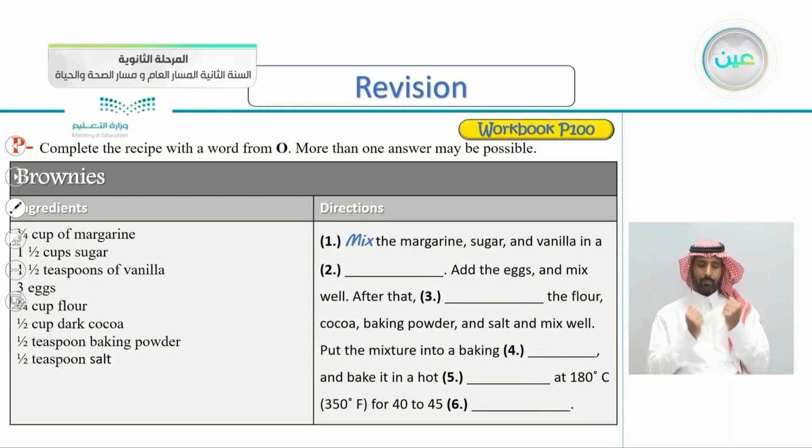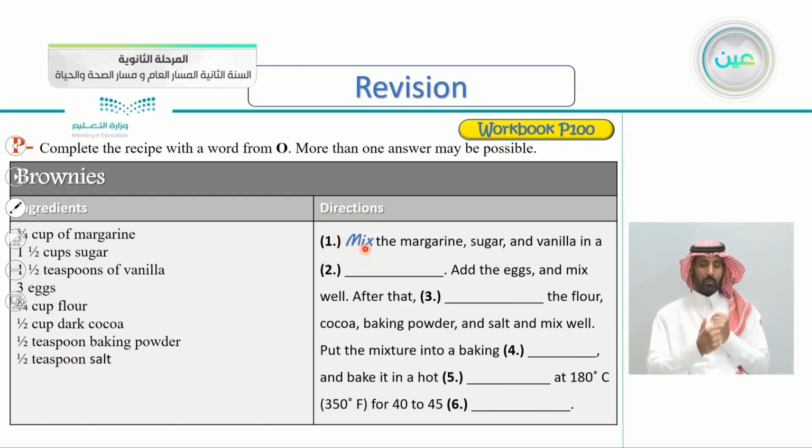Exercise P here, complete the recipe with a word from O. More than one answer may be possible. So we have the ingredients here: 3 to 4 cups of margarine, 1.5 cups of sugar, 1.5 teaspoons of vanilla, 3 eggs, 2/4 of a cup flour, 1/2 of dark cocoa, 1/2 of teaspoon baking powder, and 1/2 of teaspoon salt. So these are the ingredients. Here are the directions, what to do.